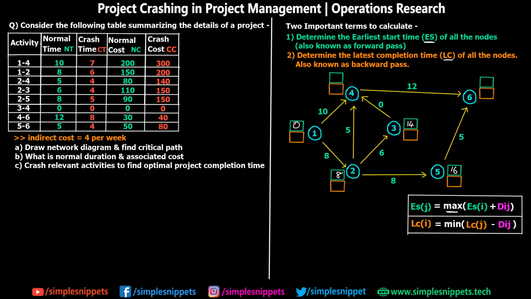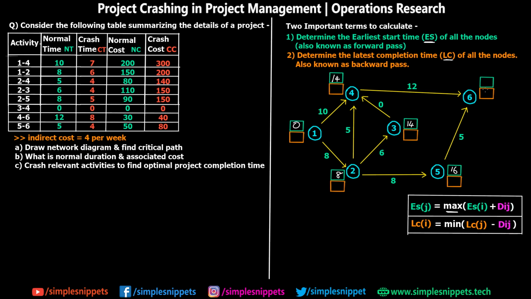So we can calculate ES of J of 4 from 3 different nodes. When you come from 1 to 4, the value is 0 plus 10, which is 10. When you come from 2 to 4, we have 8 plus 5, which is 13. And when you come from 3 to 4, it is 14 plus 0, which is 14. According to the formula, we have to take the maximum out of the 3, and 14 is the maximum. So I'm going to write 14.